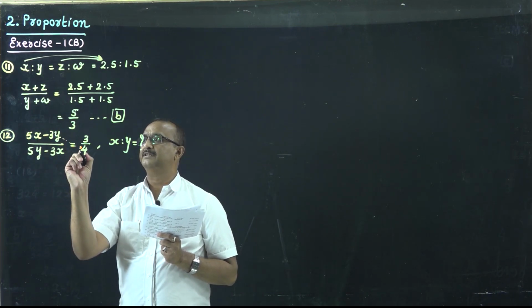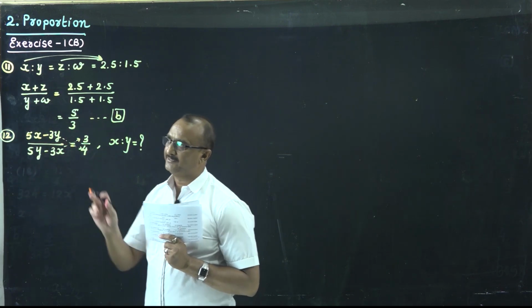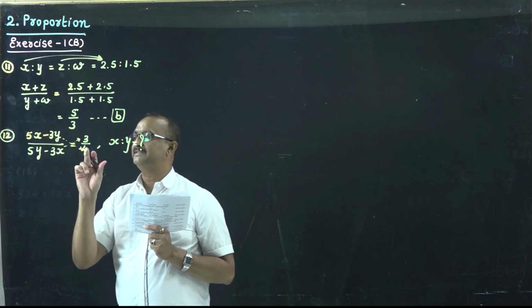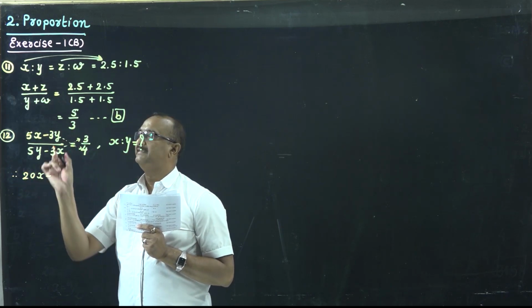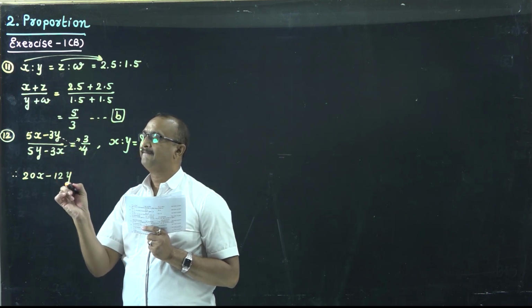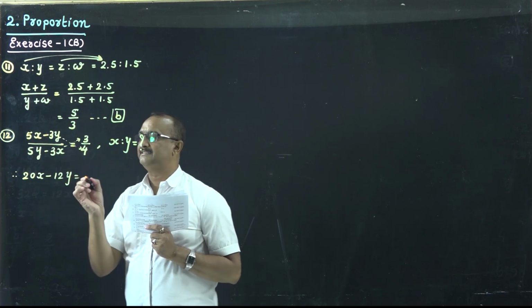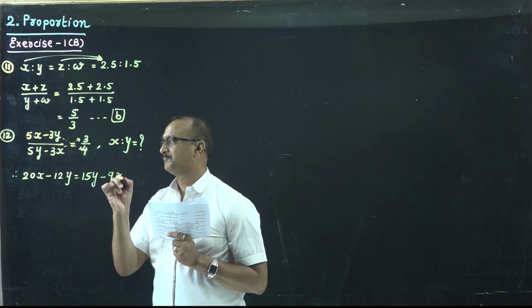First of all, do your cross product. 4 into 5x minus 3y. I am doing it directly, pay attention. 4 5s are 20x minus 3 4s are 12y equals to 5 3s are 15y minus 9x.